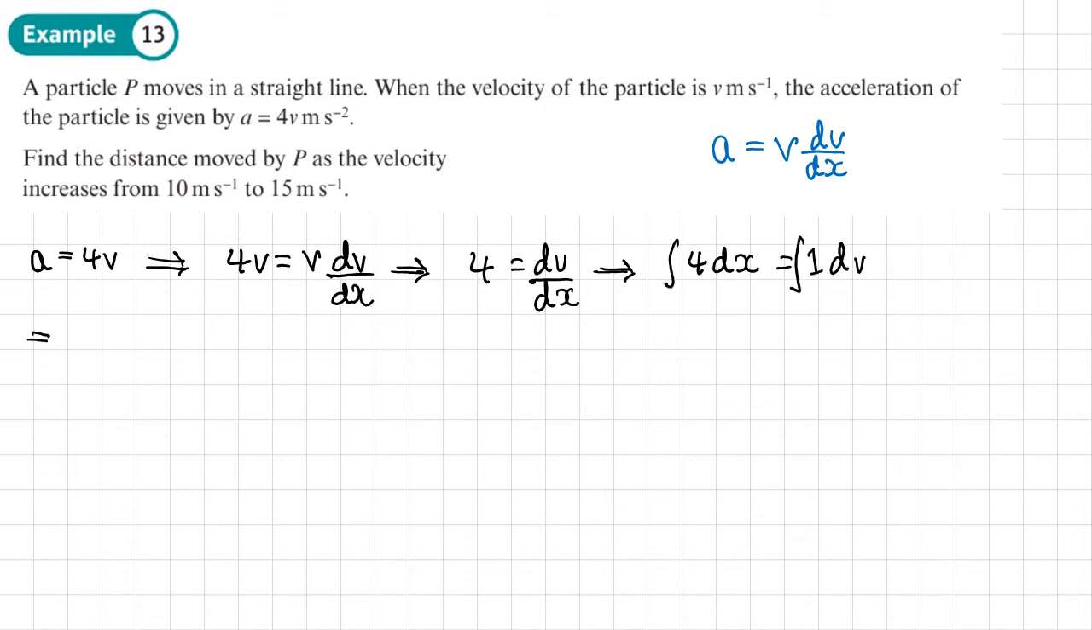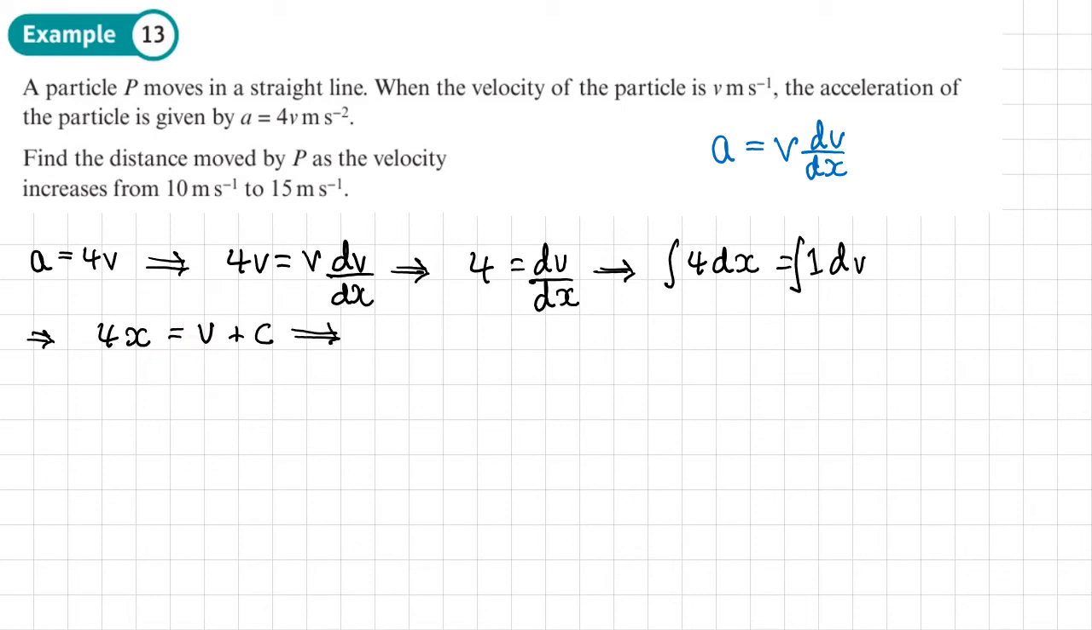If we integrate the left hand side, we're going to get 4x, and if we integrate the right hand side, we're going to get v plus our constant of integration. So to find this constant of integration, we need a value of v and a value of x.